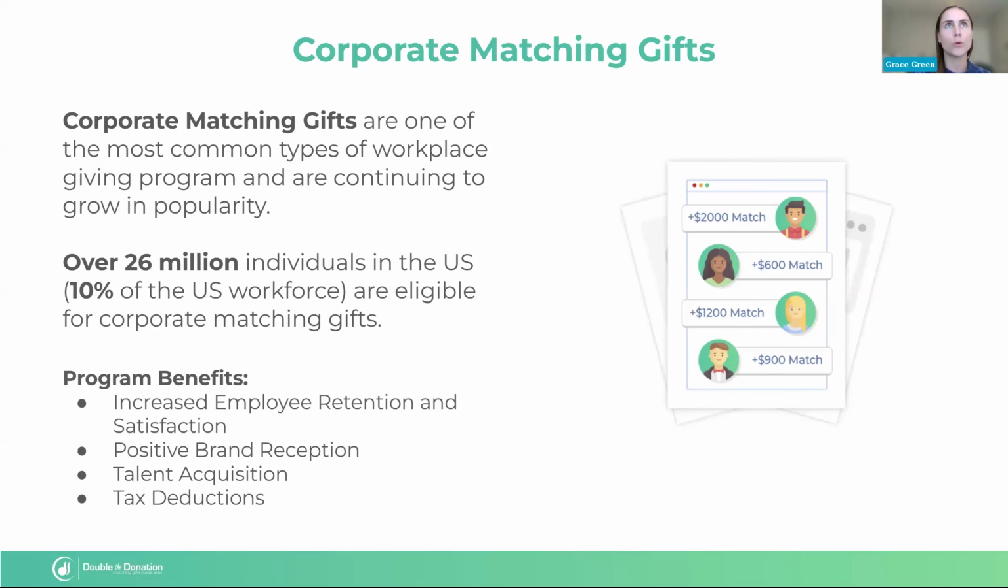If you're not familiar with corporate matching gifts, these are one of the most common types of workplace giving programs. They're continuing to grow in popularity, but essentially what it looks like is if I work for, let's say, the Home Depot, US-based company here in Atlanta, and I give $100 to the Atlanta SPCA, I can go to Home Depot and then request that they give an additional $100 to the Atlanta SPCA. That's a corporate matching gift. So in the US alone, there are over 26 million individuals who work for companies that have these types of programs that are eligible for matching gifts.